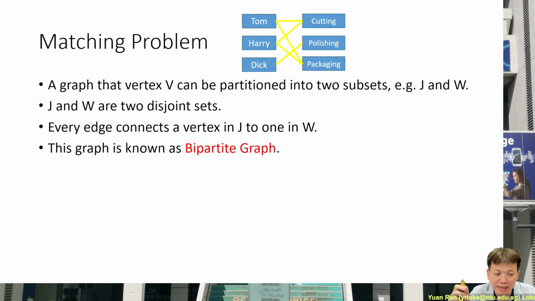In your daily life, there are a lot of job assignments or task assignments. In practice in computer science or computer engineering, you have n tasks and n computers, or even on one computer you have n cores to run these tasks. So how does the computer assign the job to each core? This is a matching problem.